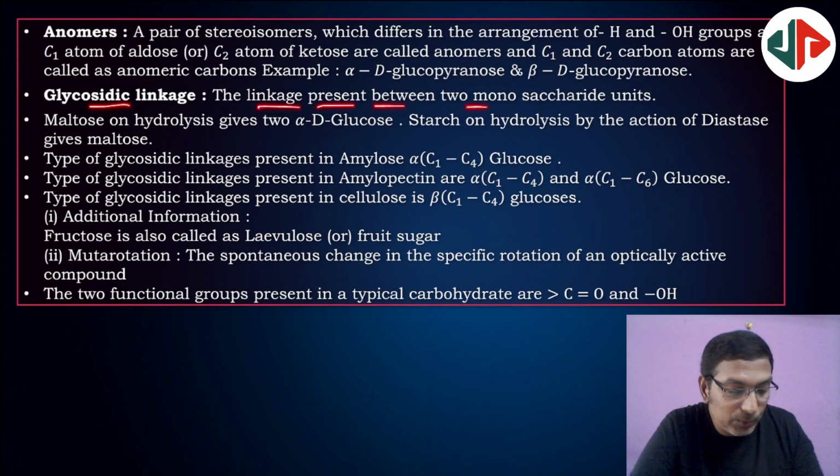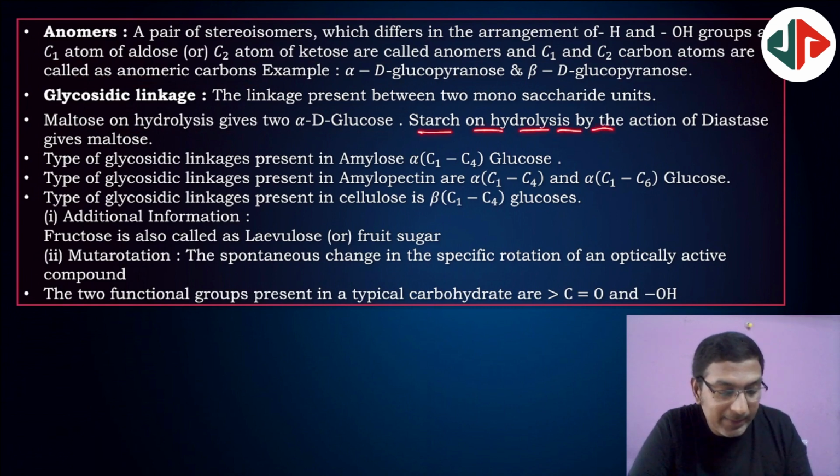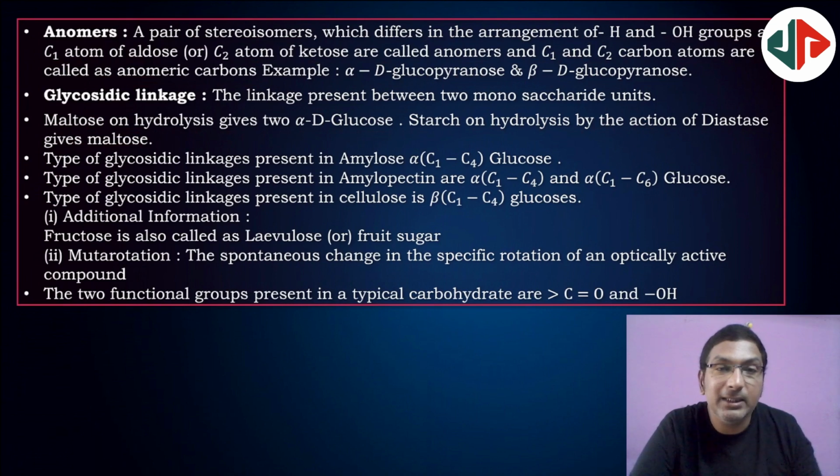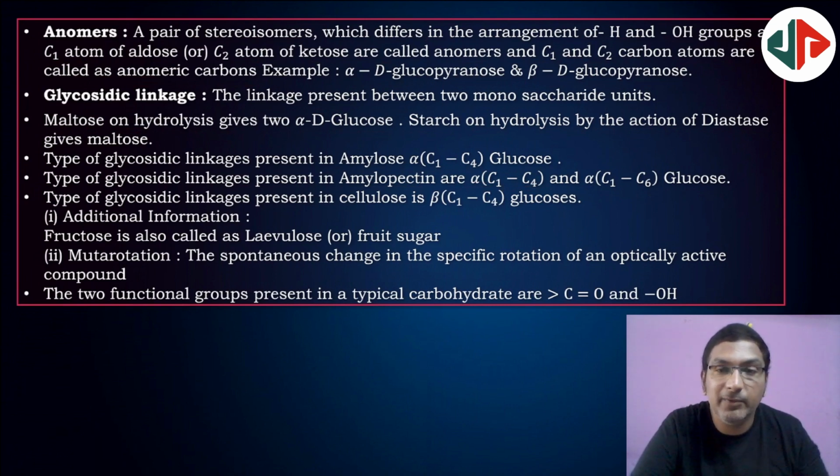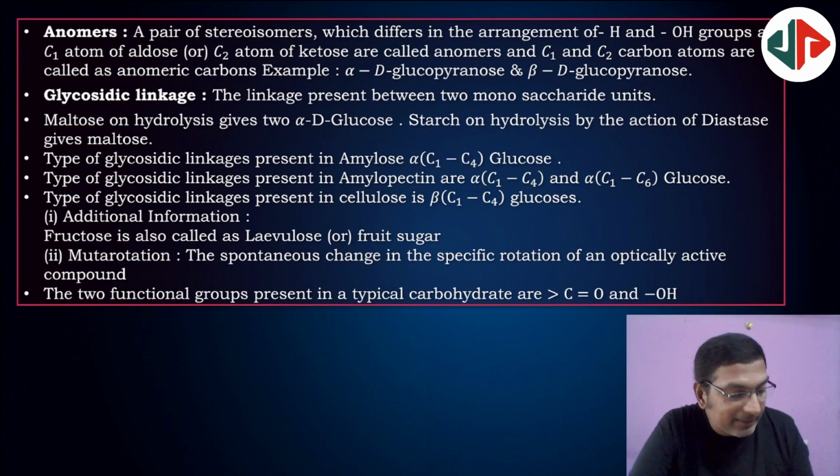Next, glycosidic linkage. The linkage present between two monosaccharide units is glycosidic linkage. Maltose on hydrolysis will give 2 moles of alpha-D-glucose. Starch on hydrolysis by the action of diastase gives maltose. These are hydrolysis products. Glycosidic linkage present in amylose, C1-C4 of glucose, is alpha type. Glycosidic linkage between two units of amylopectin are alpha C1-C4 and alpha C1-C6. Amylose and amylopectin are parts of starch. Starch is a polymer of alpha-D-glucose. Glycosidic linkage between monomers of cellulose is beta C1-C4 of glucose, beta form.